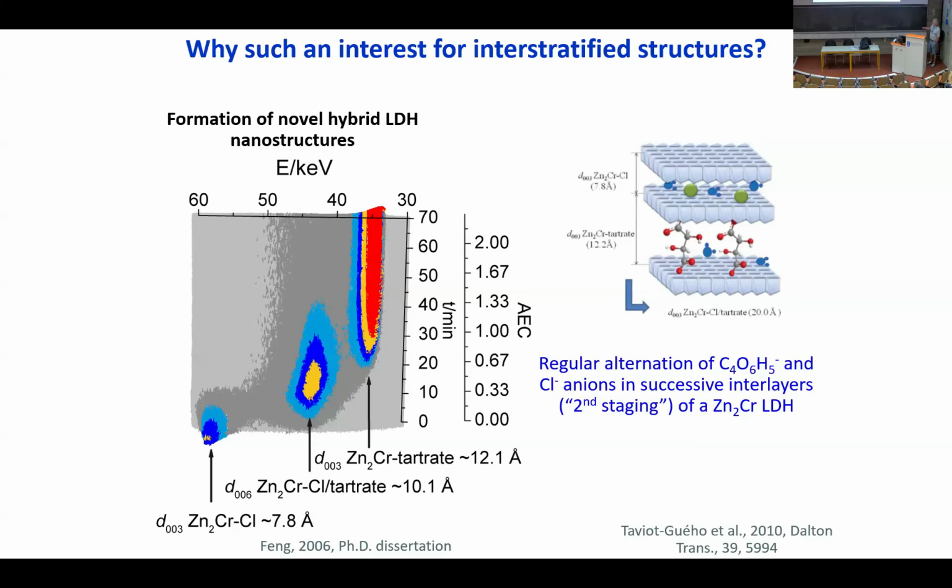And again, in between, we have 50-50 mixed layer with a regular alternation of chlorine and tartrate interlayers. And again, the purpose of this is to have a polyfunctional material with, in this case, chlorine interlayers bringing mechanical resistance and tartrate interlayers bringing flame retardant properties to these materials.